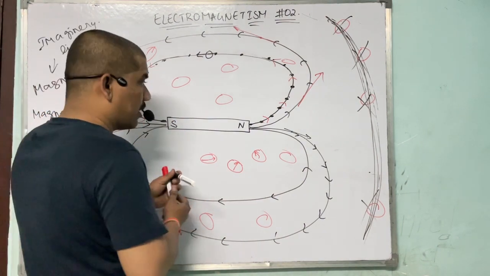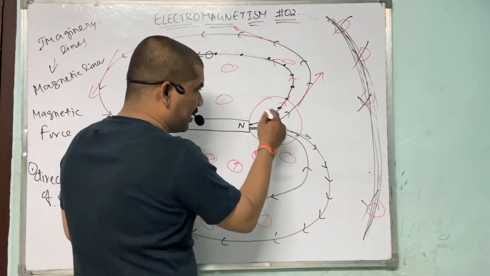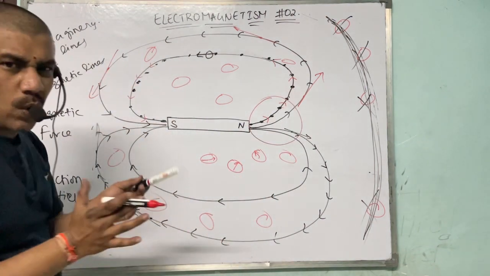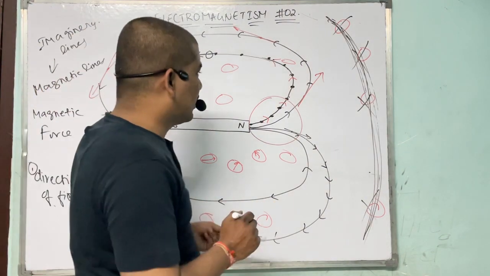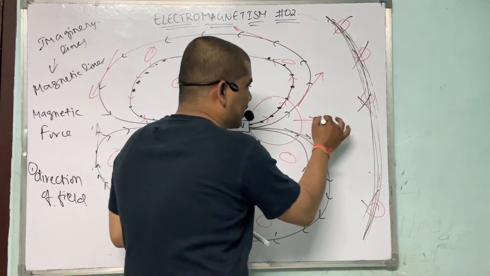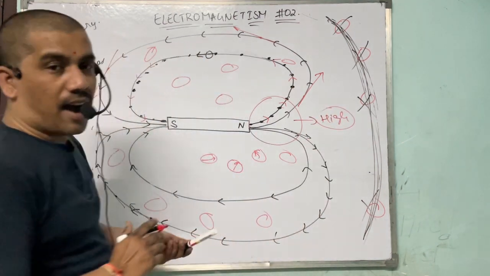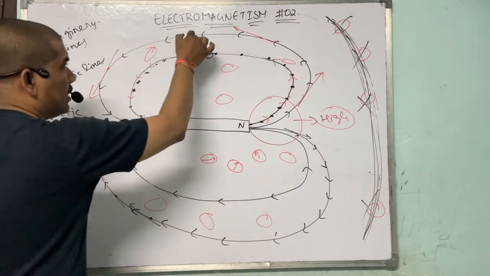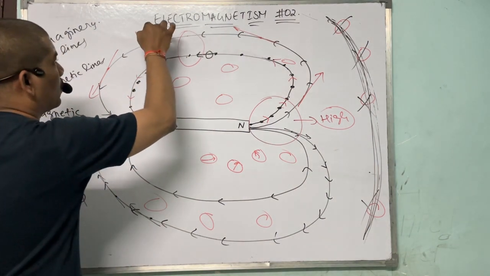See, in this area, so many magnetic field lines are there, very crowded. Right? When magnetic field lines are very crowded, that means in this area the magnetic field strength is very high. Here you see the magnetic field lines are not that crowded, so the strength is low.